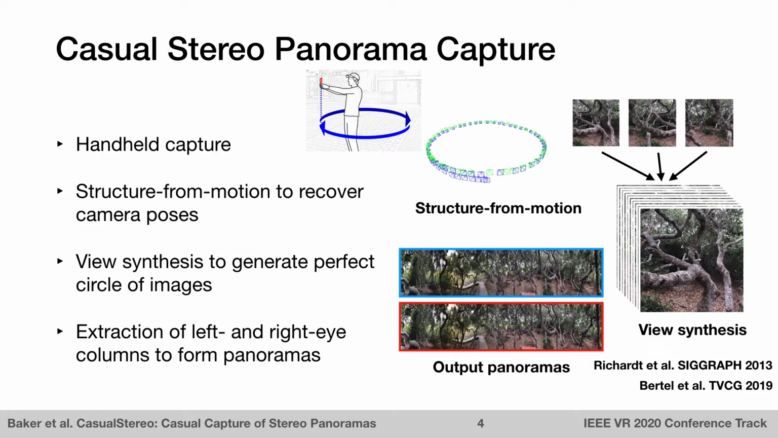In this work, we are interested in enabling what we call casual capture of stereo panoramas, meaning that we can capture it with a single handheld camera, such as a smartphone. Because a person cannot reasonably capture a perfect circle of views with a handheld camera, because they'll necessarily wobble up and down, we use structure from motion to recover the actual viewpoints collected, and then apply view synthesis to render the perfect circle of viewpoints necessary to create the left and right eye panoramas. This process was pioneered by Ricart et al. in their 2013 paper on mega stereo, and later improved by Bertel et al. in their 2019 paper on mega parallax.